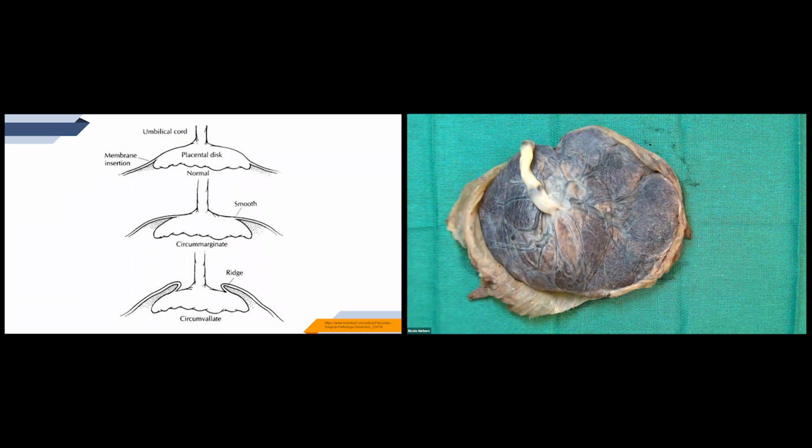For circummarginate, that's when the membranes again insert inward on the placental disc, and their insertion is very smooth. And then circumvallate is when those membranes insert inward on the placental disc, but it forms more of a ridge because those membranes are folded onto themselves. So I like to think of circumvallate as a valley forming.